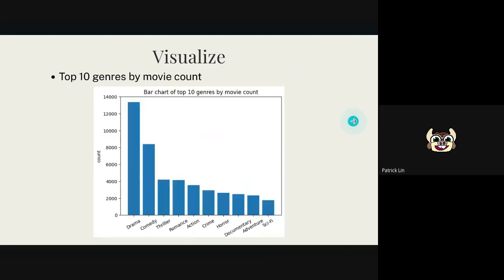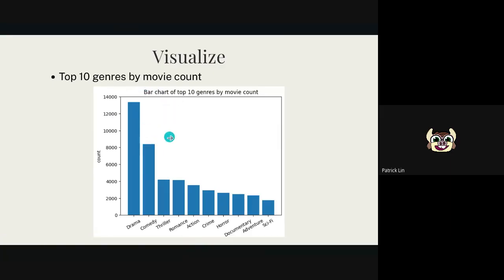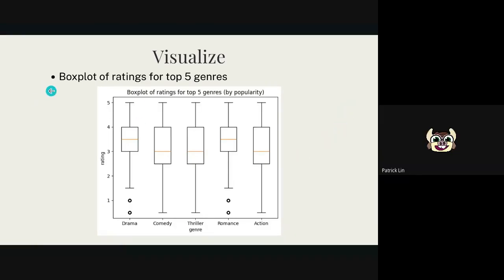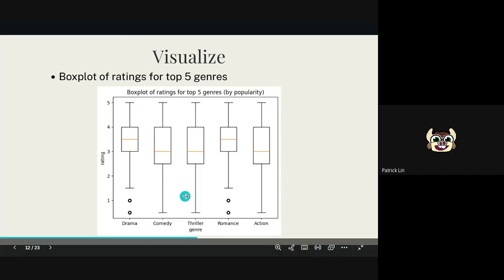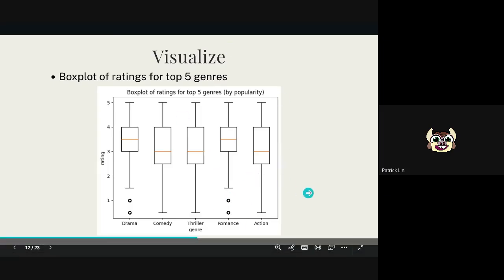And this is the second question. And yes, drama. This can also tell us drama is the most common composition in the data set. And this is the next question, the boxplot. I didn't use the boxplot before, so this is the first time I try to draw a boxplot.